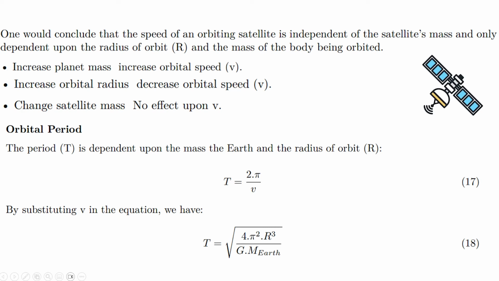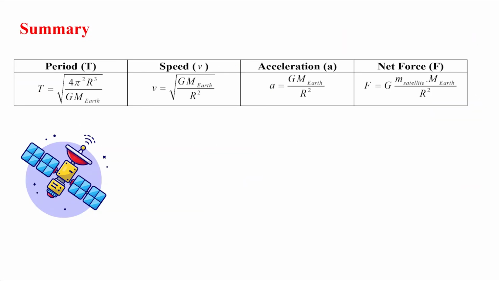If the planet's mass increases, the orbital speed will increase. If the orbital radius decreases, the orbital speed will increase. But if the satellite's mass changes, v will have no effect. And considering that the period of rotation, T, equals 2 pi r over v, substituting v will give us the orbital period of the satellite. So in summary, we have these equations that we have to focus on.